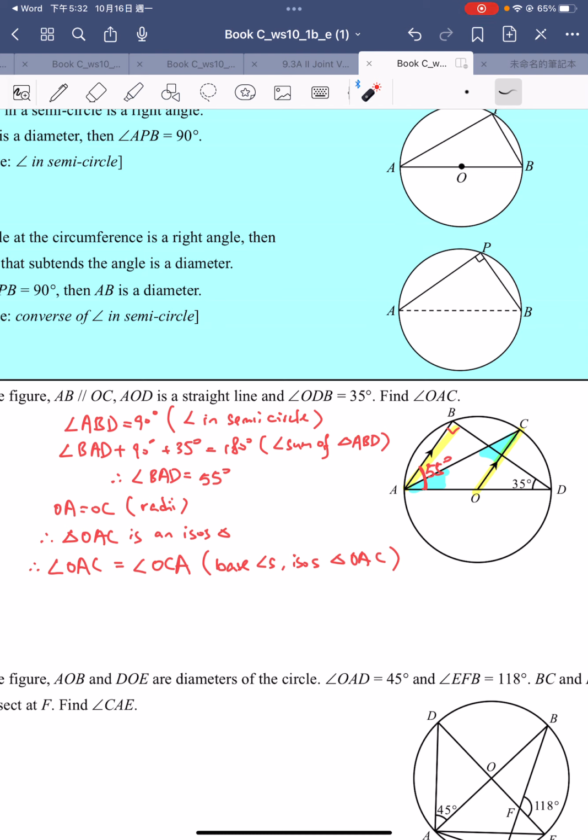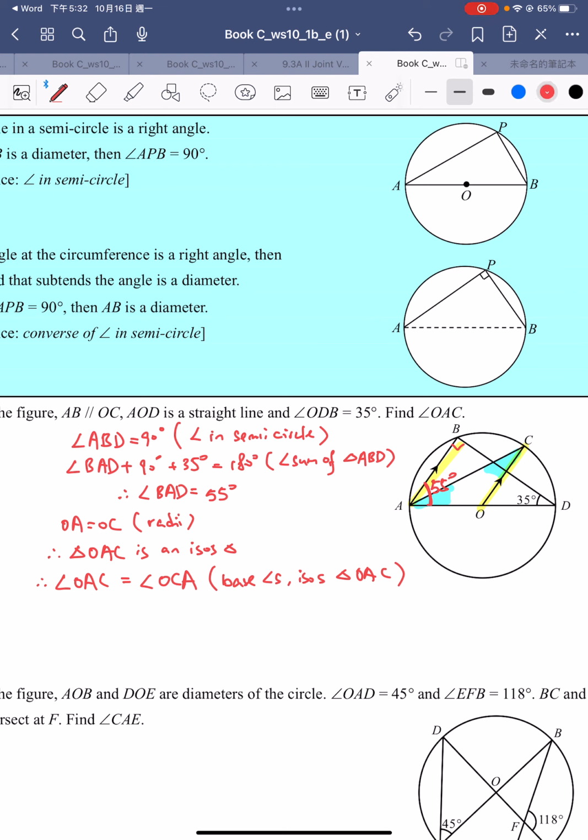So what's the other thing we can do? This angle is actually equal to this small angle as well. What's the reason? The reason is that these two lines are parallel, so we get an alternate angle. So this is the alternate angle.